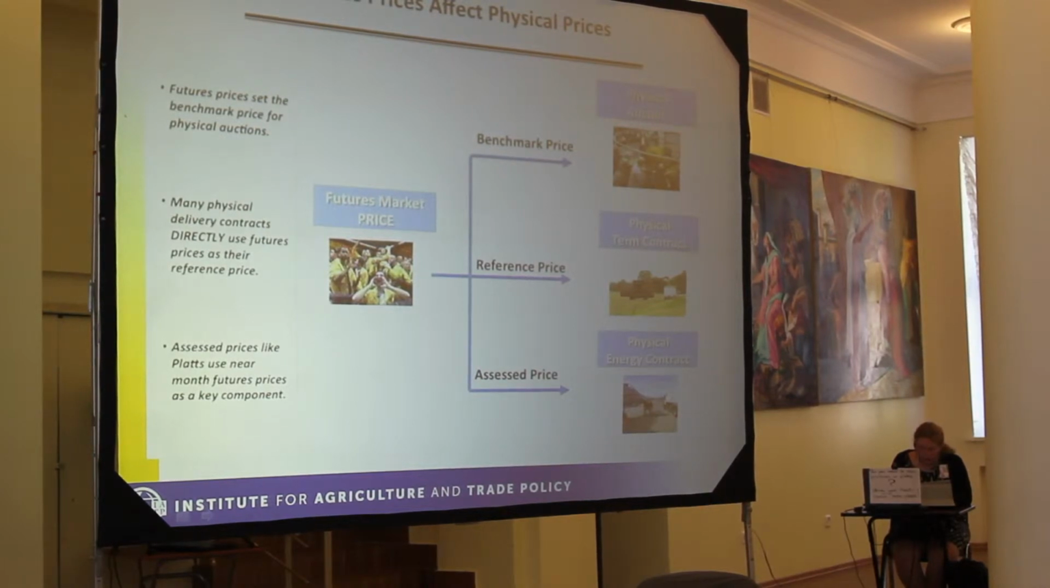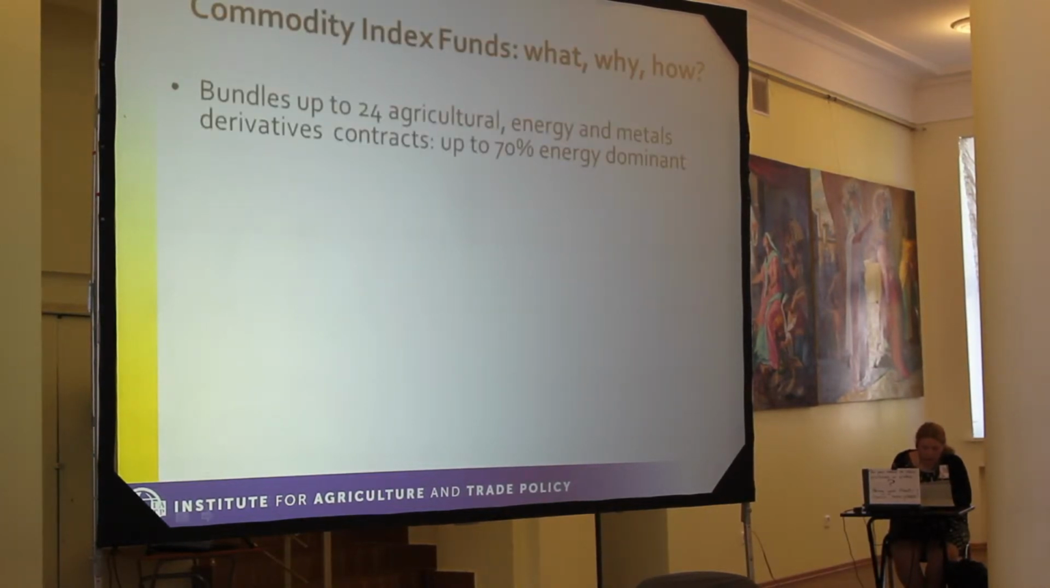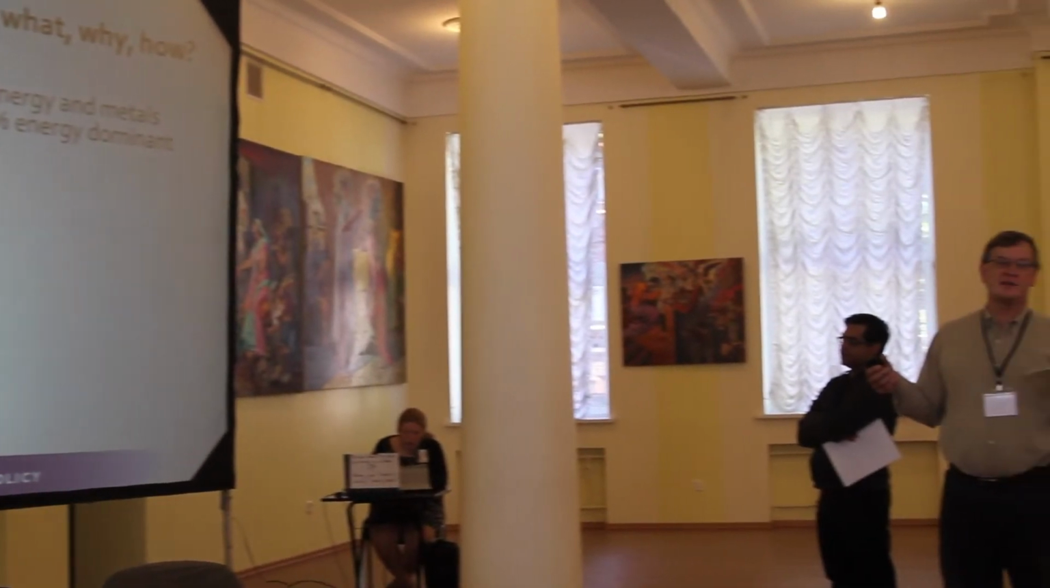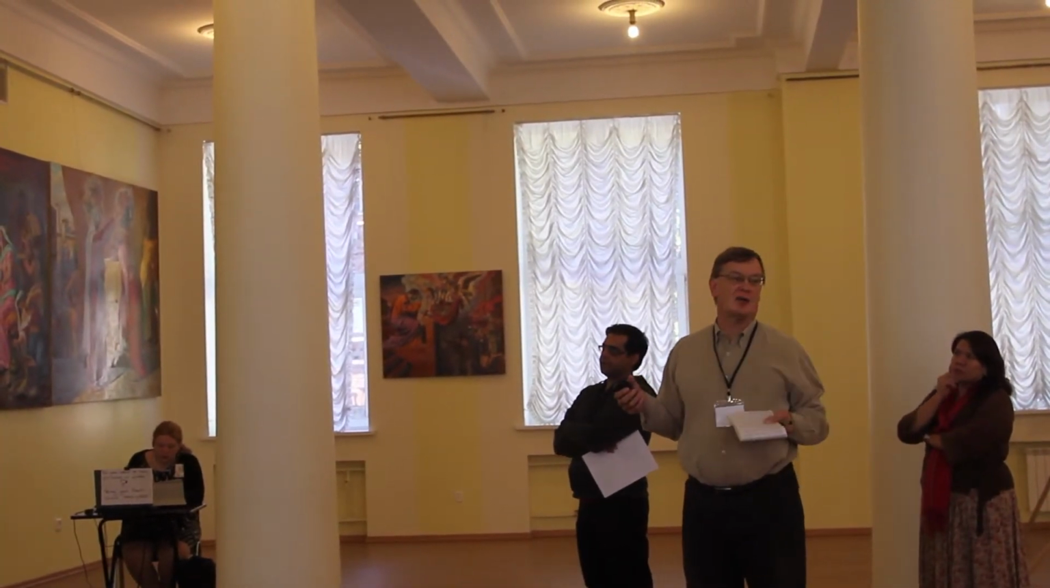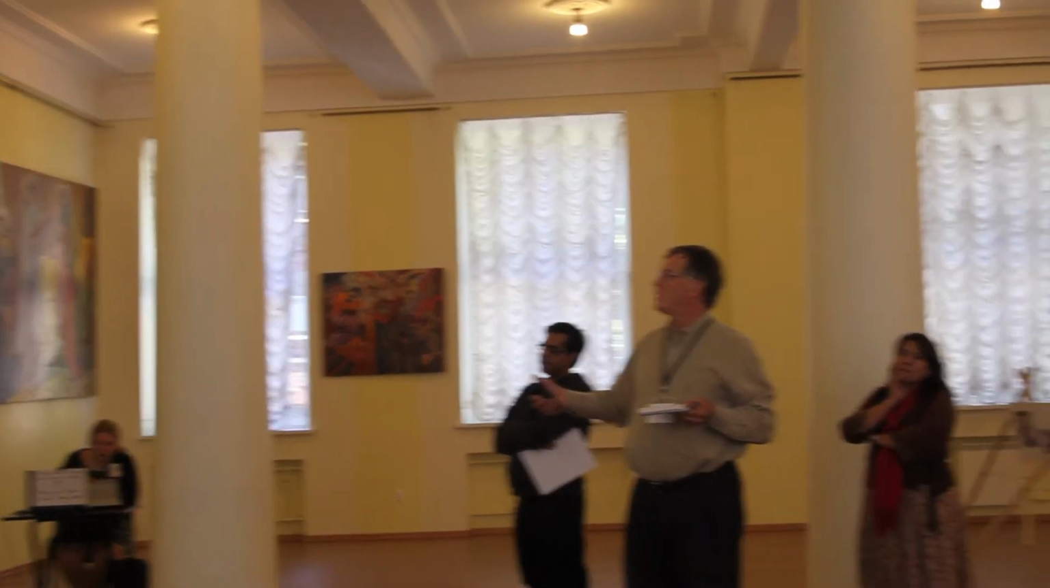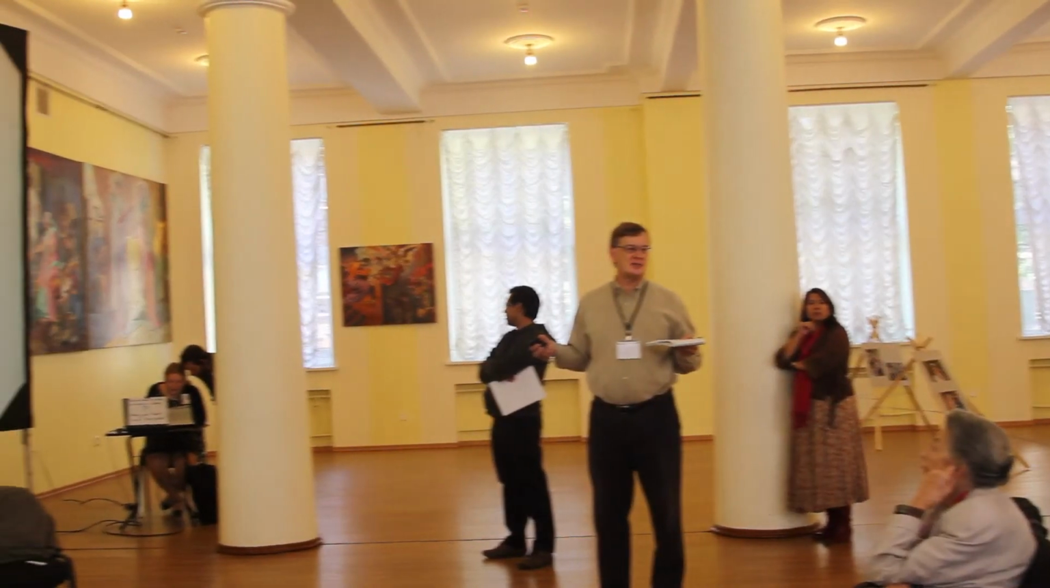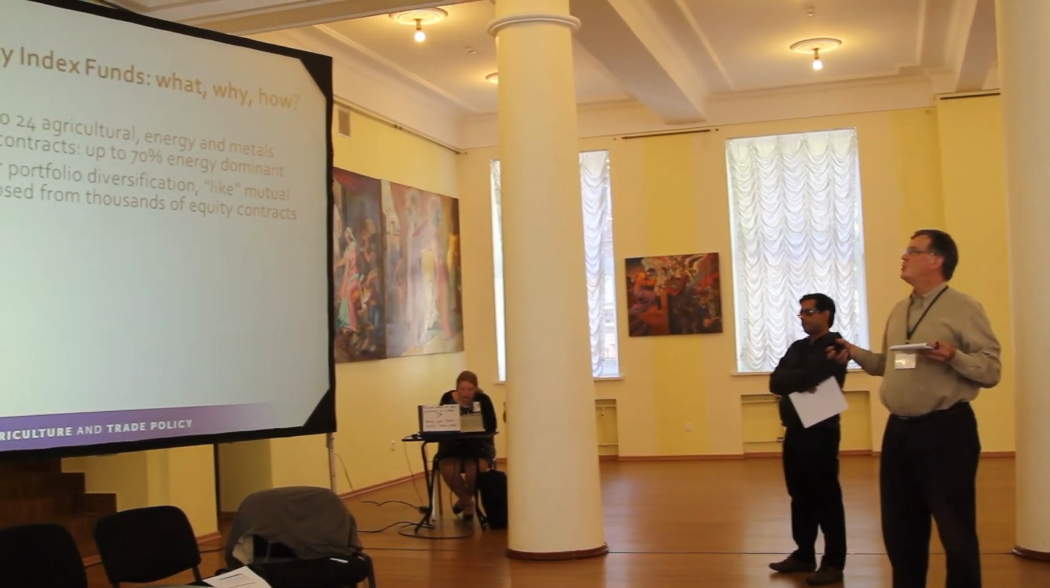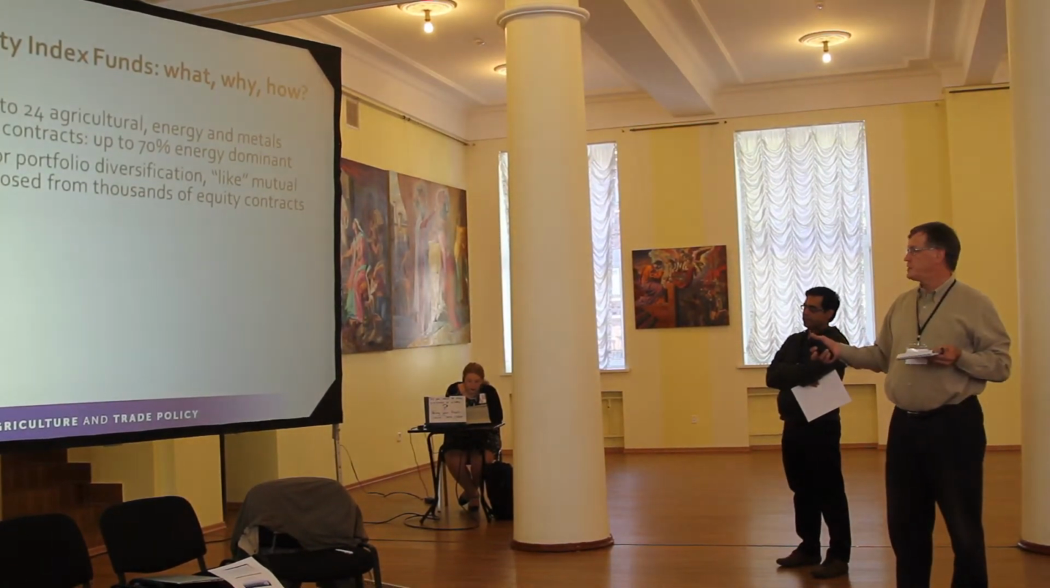So, commodity index funds. You bundle up to, it's actually more than 24 contracts, but typically these contracts include energy-dominant compositions. That means that if energy, which is a more volatile sector, goes up and down, it takes agricultural prices with it, regardless of the market fundamentals. The reason that these exist is that the investment banks say that putting 24 commodities together is just like putting 10,000 equity or bond issues together. Obviously, this is not the case, but the purpose is supposed to be investor portfolio diversification.